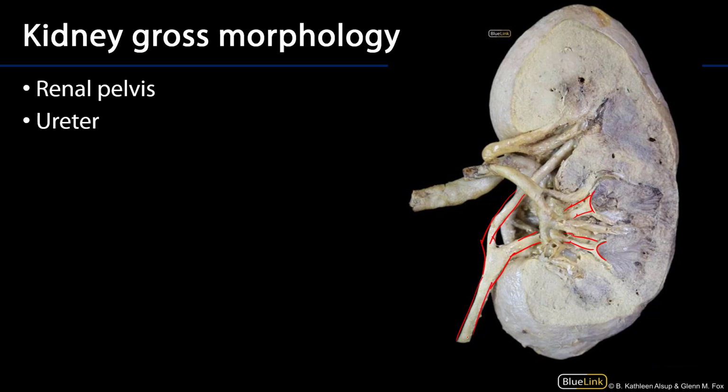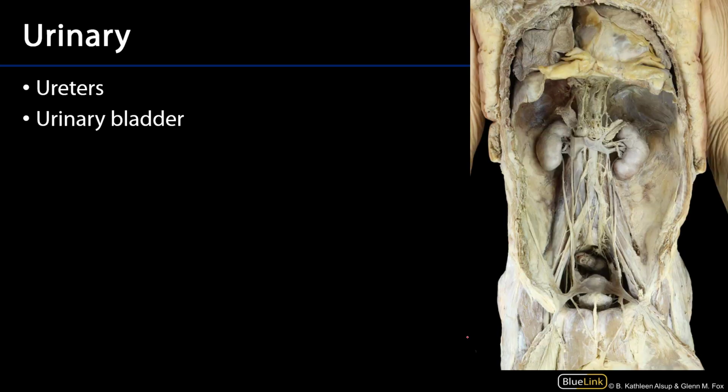So as there are left and right kidneys, there will be left and right ureters. Ureters are tripartite. So there are the abdominal parts of the ureters, the pelvic parts of the ureters, and then the intramural parts of the ureters, which are embedded in the wall of the fundus or base of the urinary bladder.